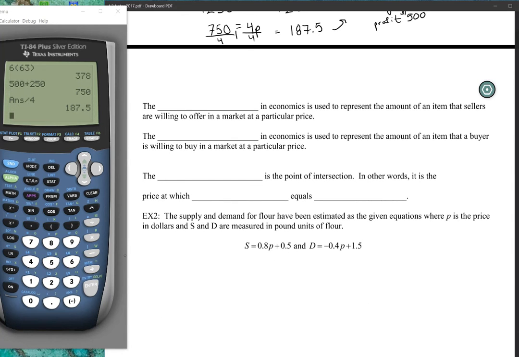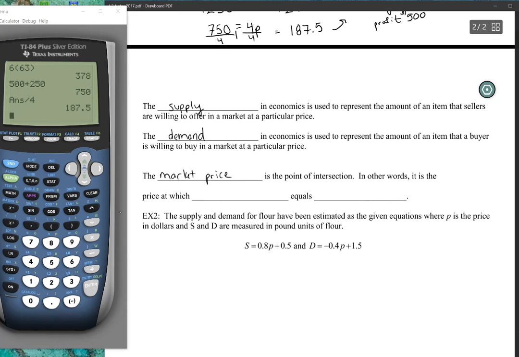So in economics, blank is used to represent the amount of an item that sellers are willing to offer. So that is our supply, the number that they're willing to offer. And a buyer is looking at the demand, and where they intersect is the market price, and that's the price at which supply equals demand.